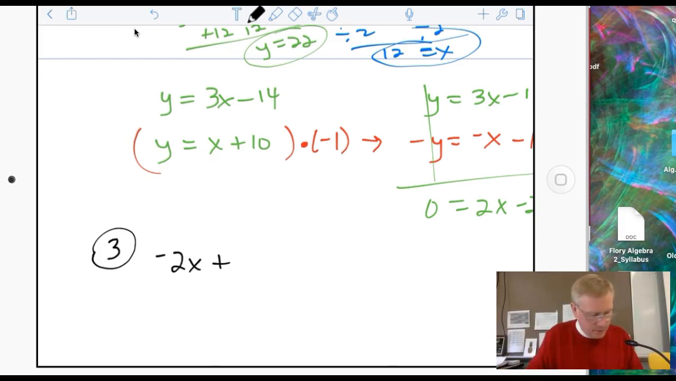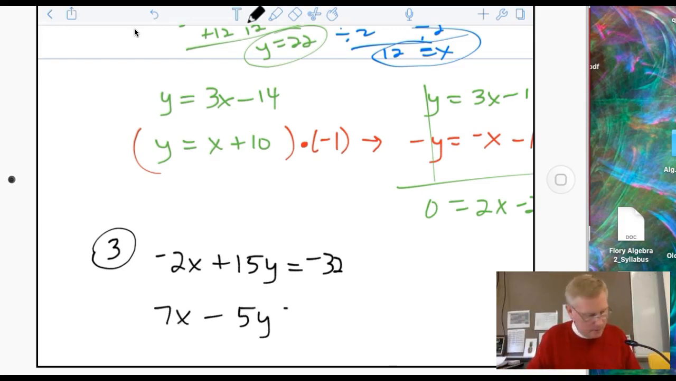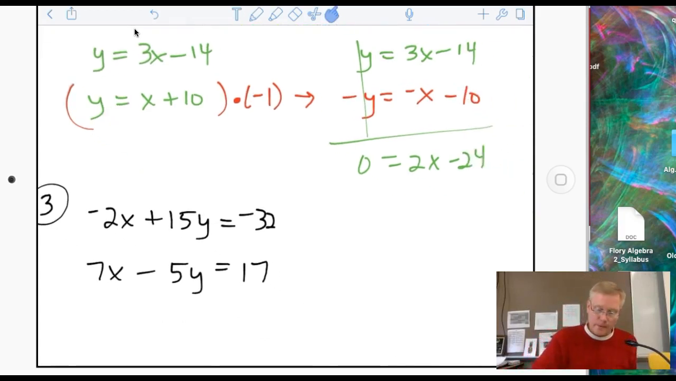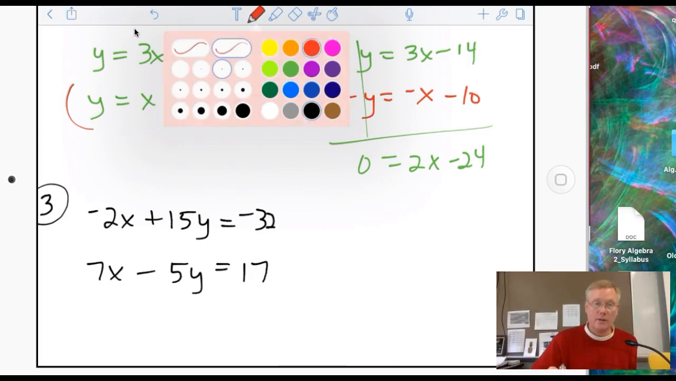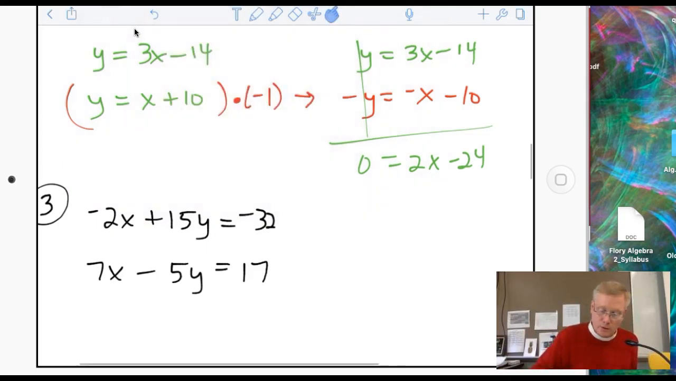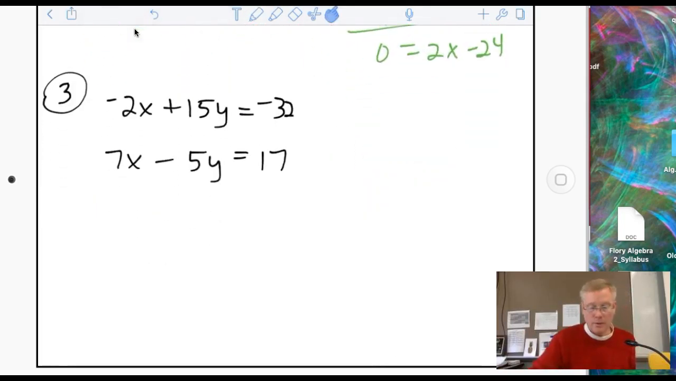-2x plus 15y equals -32. And the other one is 7x minus 5y equals 17. All right, so here we go. Things are lined up nicely. All my x's are in a row, all my y's are in a row, all my equal signs are in a row, and all my numbers are in a row. However, nothing cancels out if I add straight down. So I'm looking at these ones here.